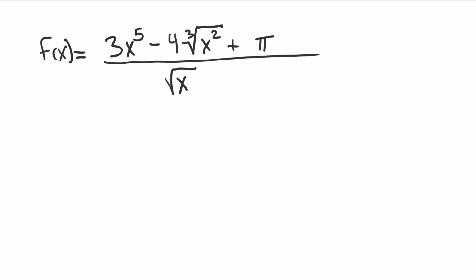So let's go through first, and let's just start cleaning some stuff up. Like, let's rewrite this numerator, huh? The 3x to the 5th is solid. We don't have any issue.